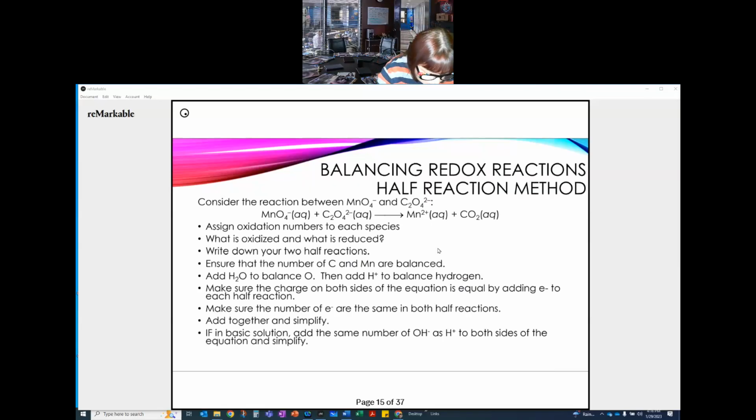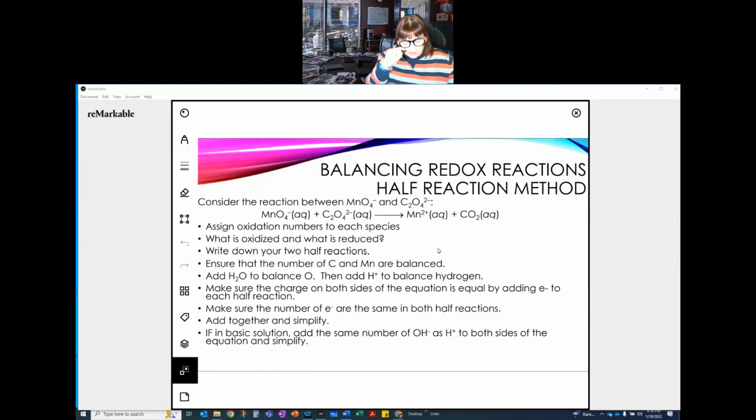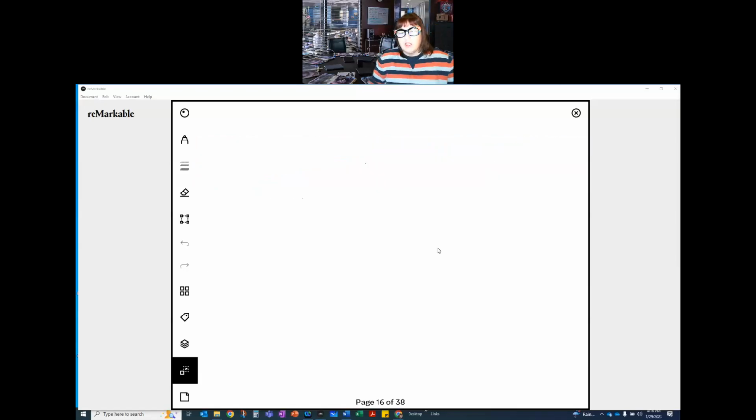So I'm going to add a note page because we don't have a lot of space at the bottom. This doesn't really scroll that much. And when I do that, I'll be able to look at this reaction on a different screen so that I can see what that looks like so that we can do this. Okay. And close this out.